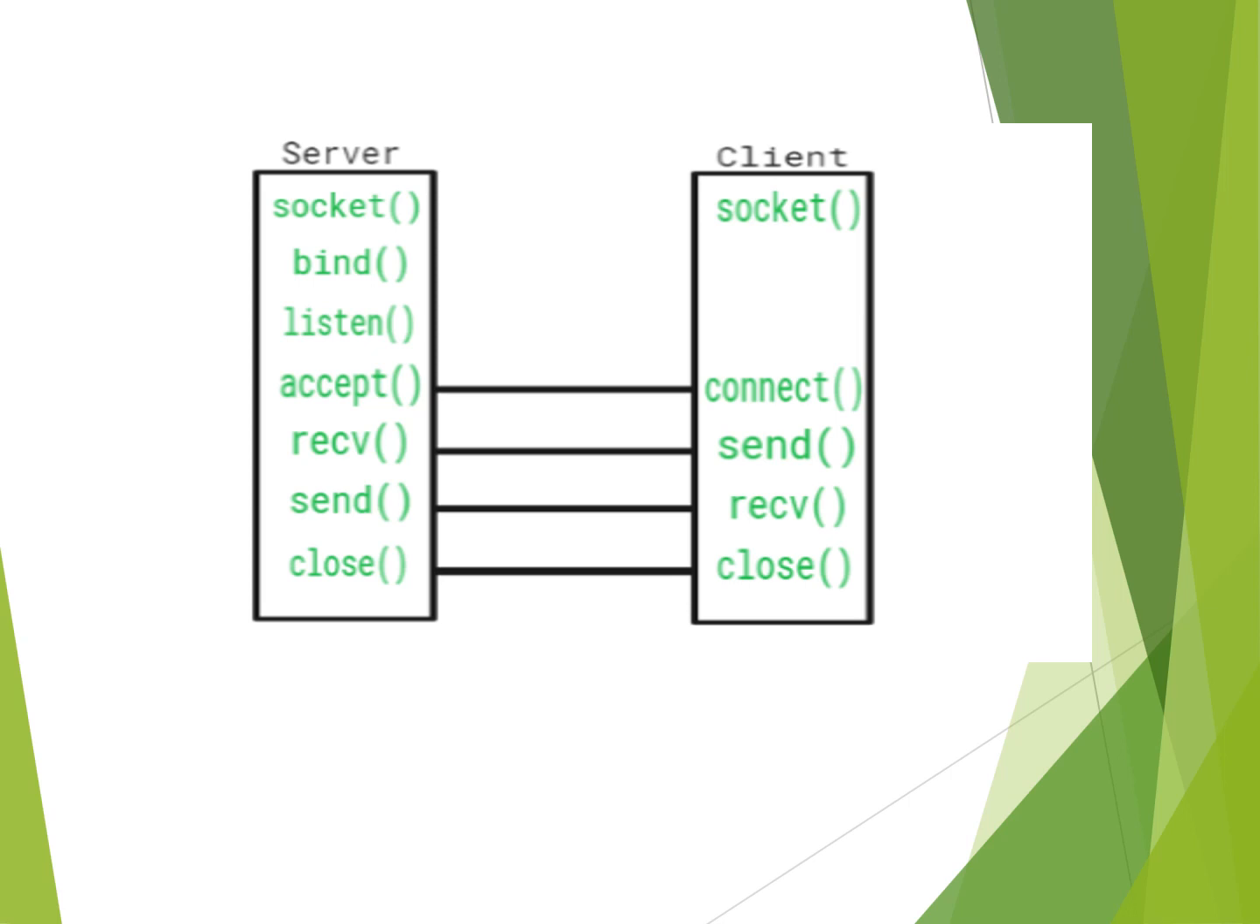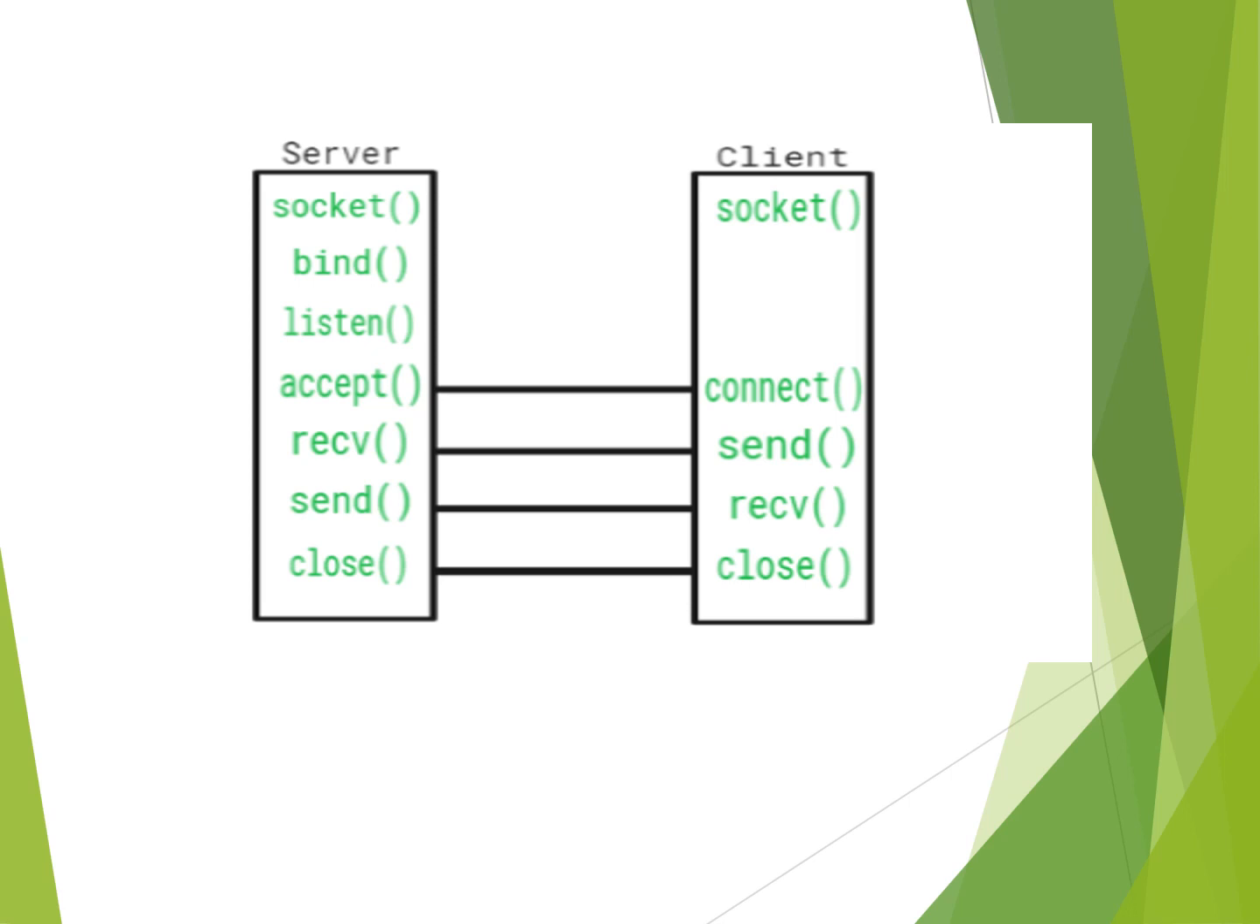So this is an example diagram for how we connect the server and client. These are the functions we use in the server: socket, bind, listen, accept, receive, send and close. And in the client section we have socket, connect, send, receive and close. Here we use accept, because a server can accept a connection request only after a listen call. The prototype for accept is accept, int sd, comma, struct sockaddr, and int address length.